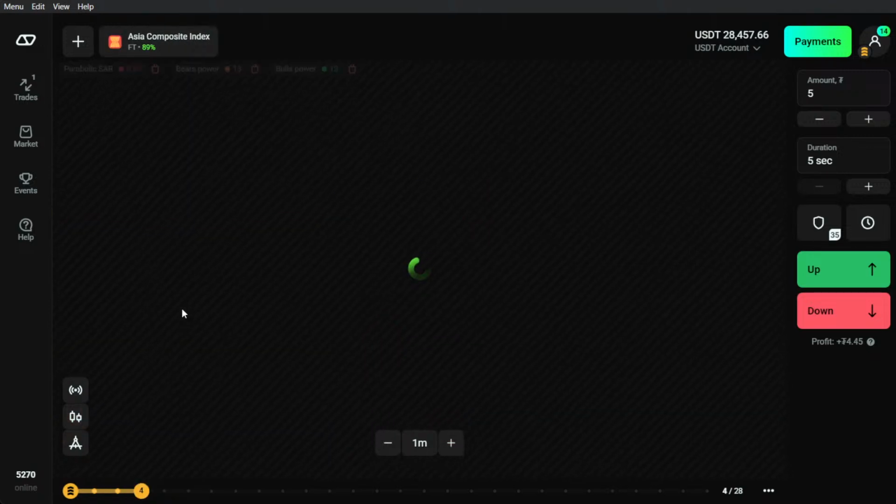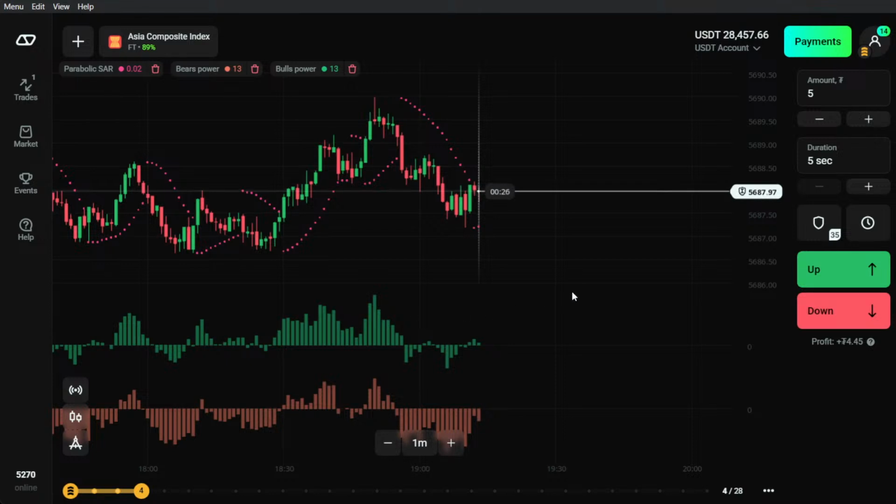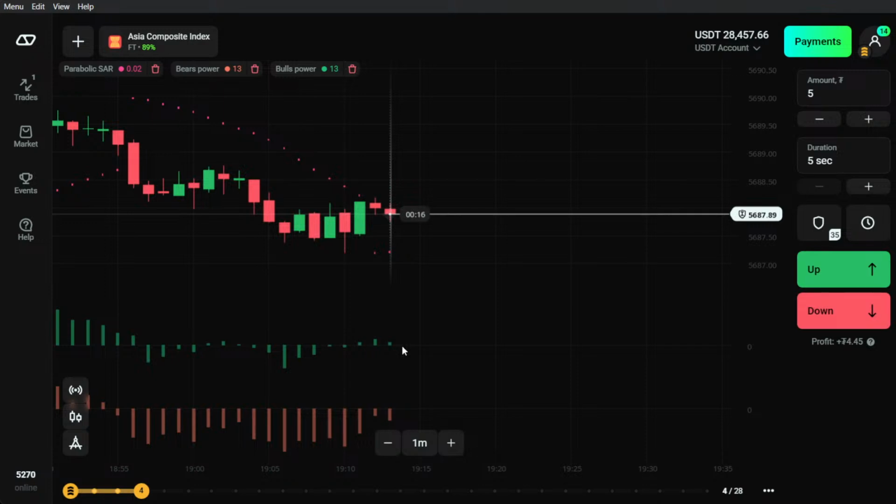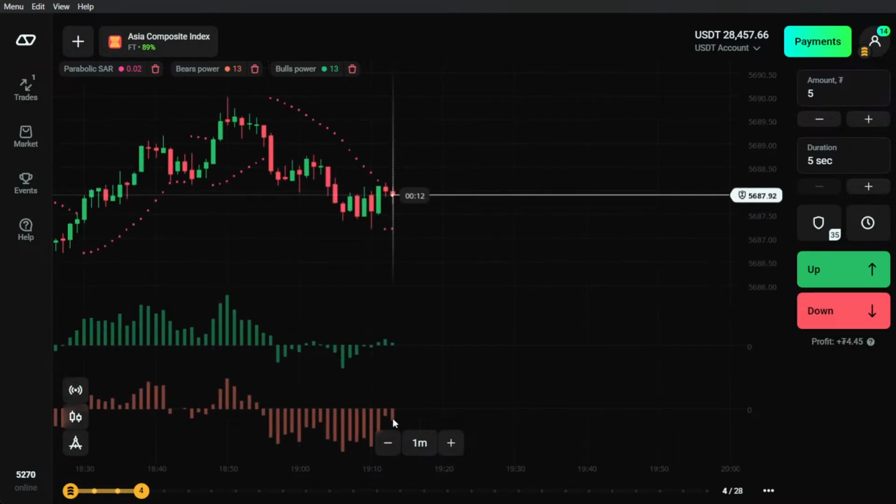Asia Composite has a signal. Let me check. Yes, Asia Composite. Now, do you see over here, Vicky sir? Asia Composite is saying an up signal, but the candle is not that strong. The bull power is not that strong. In fact, the bear power is stronger. So I think the next candle will go down only. Let's wait and check. We have 10 seconds to go. So let's check where it is going.